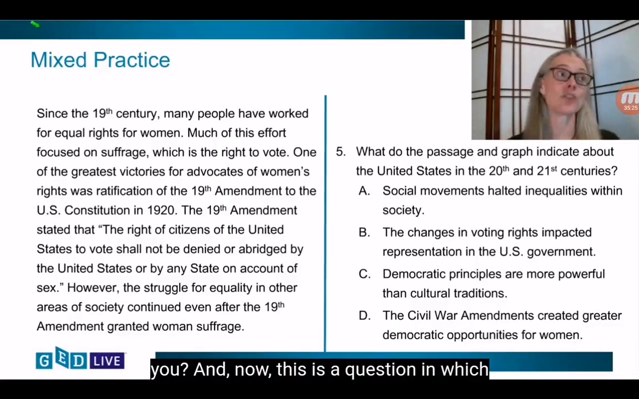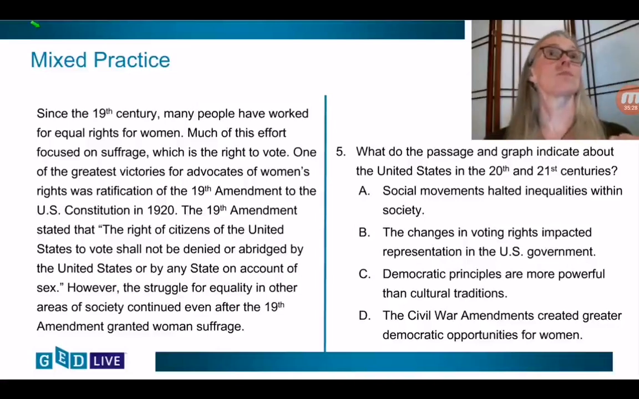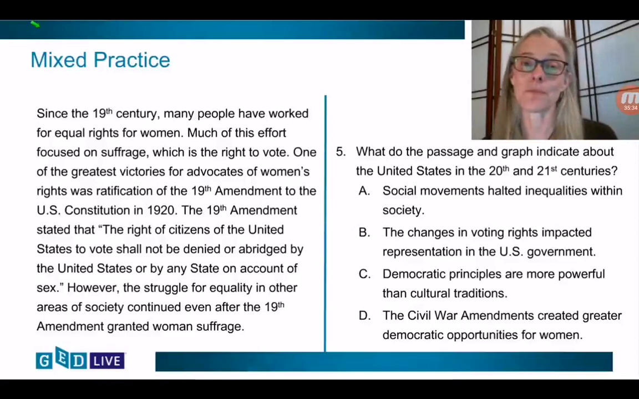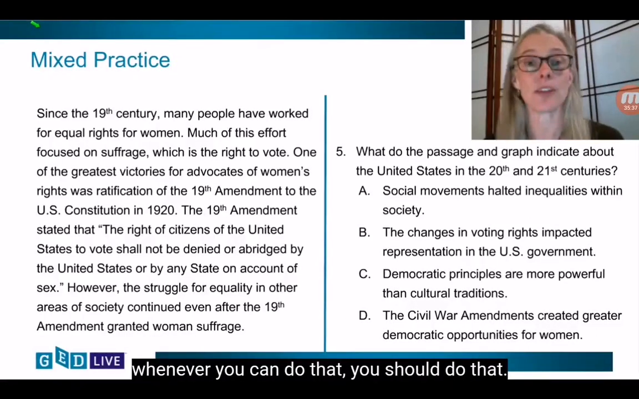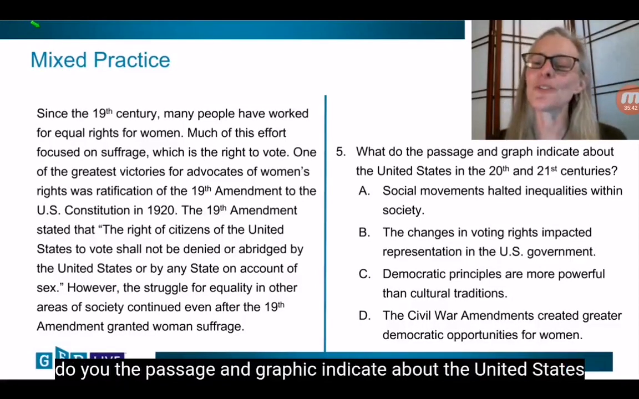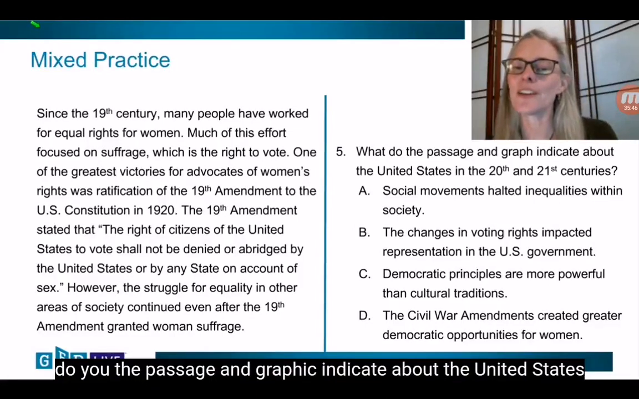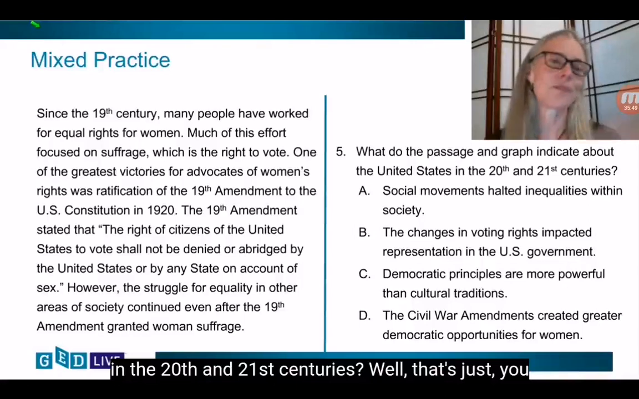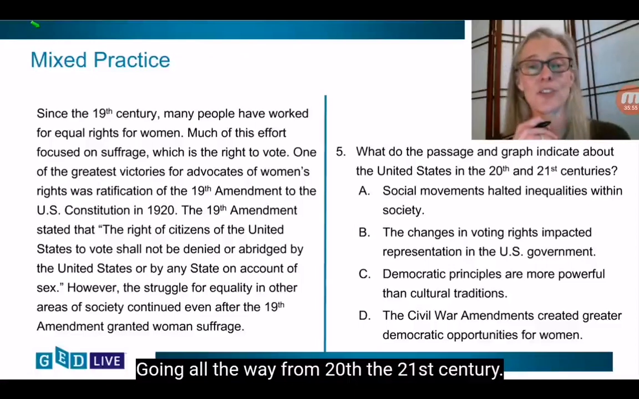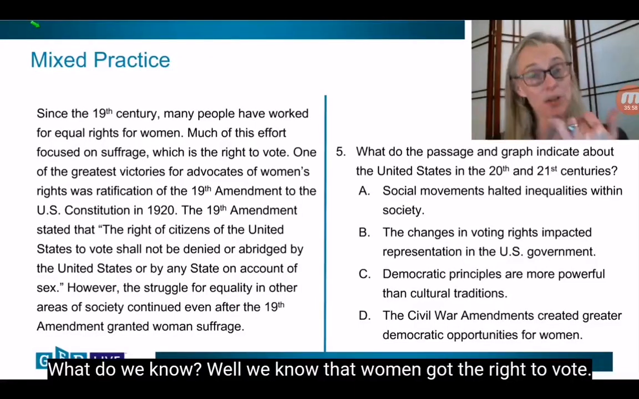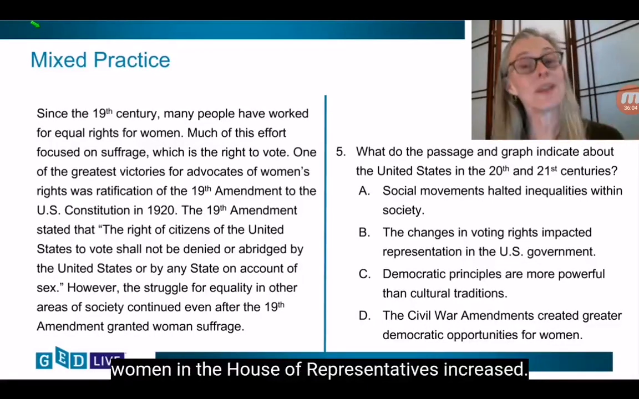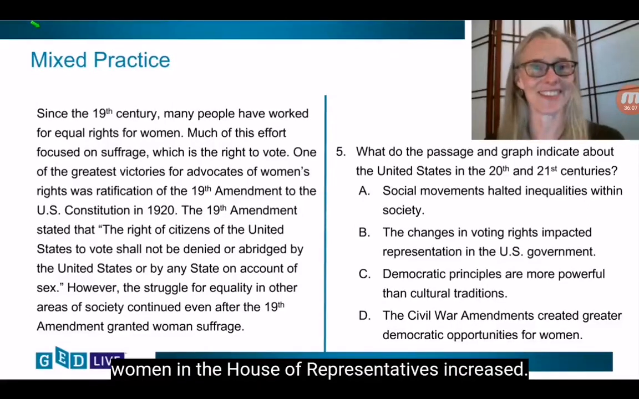And now this is a question in which you can make a pretty strong prediction of what the answer is going to be before you go to the answer choices. And whenever you can do that, you should do that, because it makes it easier to find the right answer. So what do the passage and graph indicate about the United States in the 20th and 21st centuries? Well, that's just going from 1917 to 2011, going all the way from the 20th to the 21st century. What do we know? Well, we know that women got the right to vote, and we know that after that happened, the number of women in the House of Representatives increased.